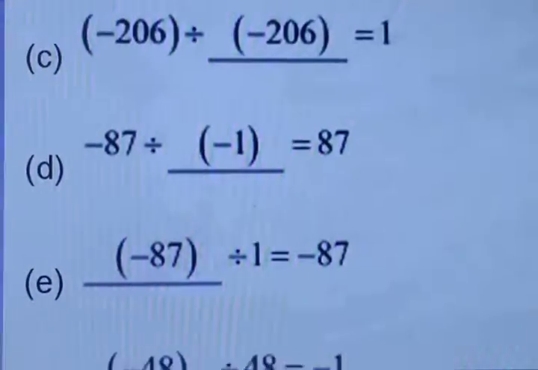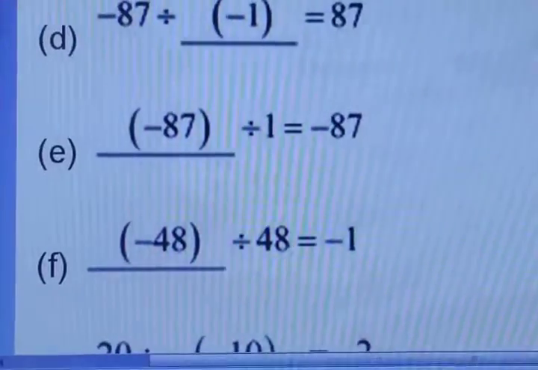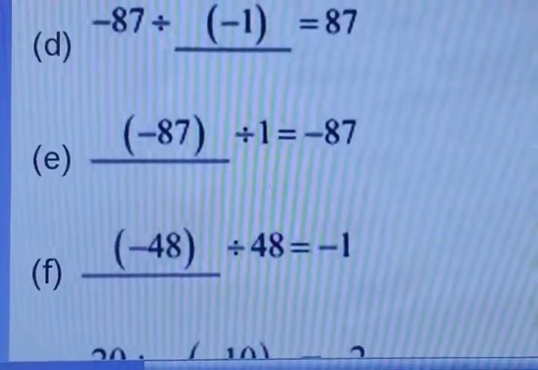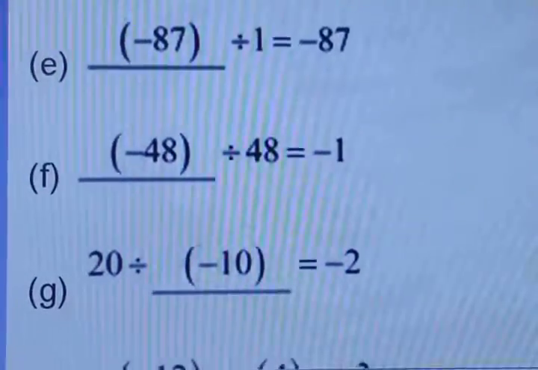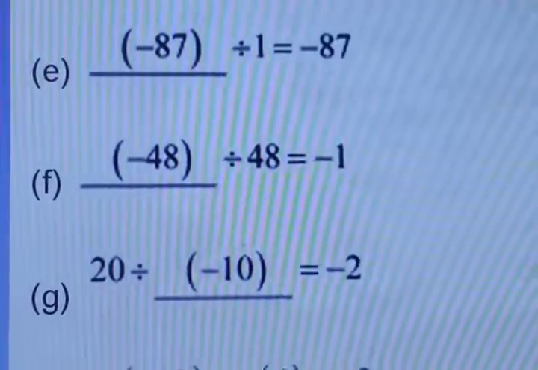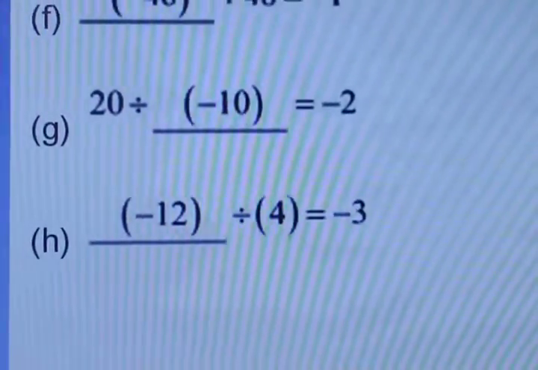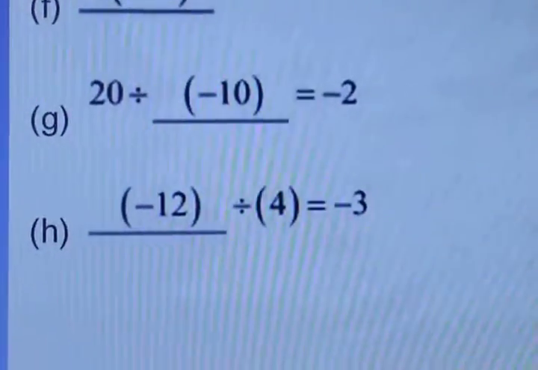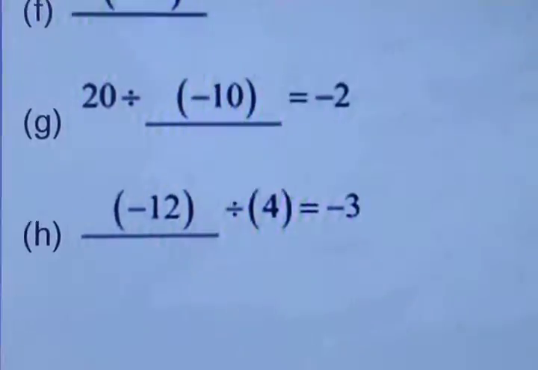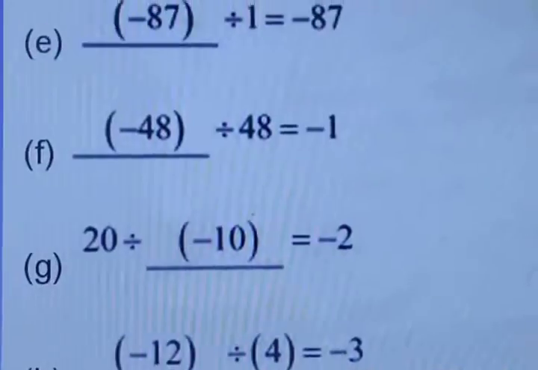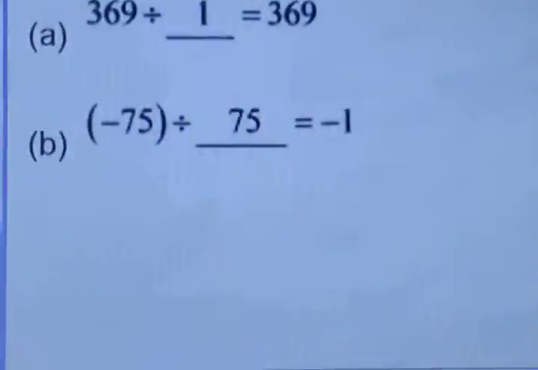Now if we move towards the F question, minus 48 divided by 48 is equal to minus 1. G question, 20 divided by minus 10 is equal to minus 2. H question, minus 12 divided by 4 is equal to minus 3. So this was our question number 3. I hope all of you have liked this third question, and I hope all of you have understood also. If it is left, then you can start writing. I'll wait for 2 seconds. You can write these answers one by one.